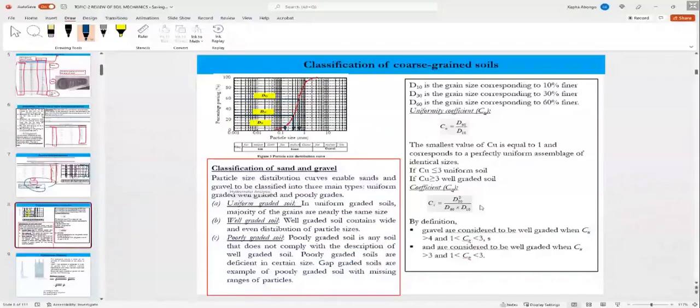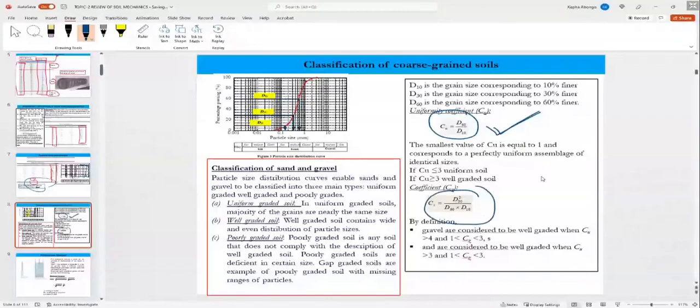Now, for the couple of things that we determine from the plotted particle size distribution: one is the coefficient of uniformity, D60 over D10. D60 would be from 60% on the particle size distribution, which gives you the particle size that is 60% finer. D30 gives the size that is 30% finer. D10 is 10%. So the coefficient of uniformity is Cu = D60 over D10.